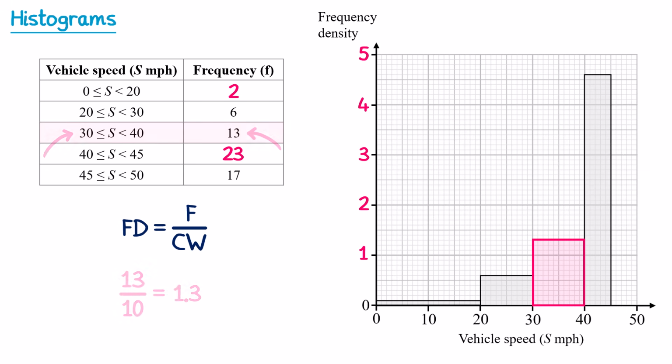Let's do this for the final bar, which is between 45 and 50. For this one, the frequency is 17, and the class width is the difference between 45 and 50, which is 5. So we do 17 divided by 5, which is 3.4. So the height of this bar needs to be 3.4. So we draw a bar between 45 and 50 with a height of 3.4. And that's your completed histogram.